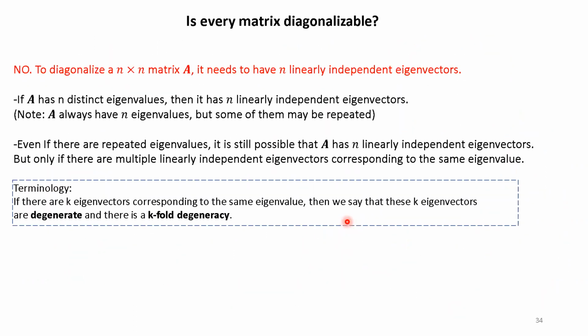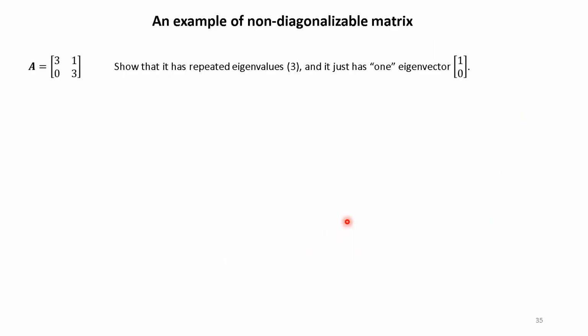However, sometimes it might not be the case. This is an example where we have repeated eigenvalues, and with these repeated eigenvalues, I'm not able to find 2 linearly independent eigenvectors. So if I just go ahead to solve it.